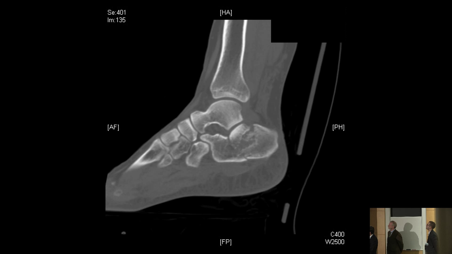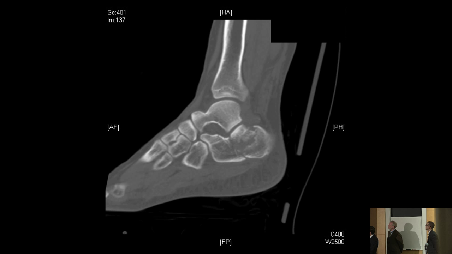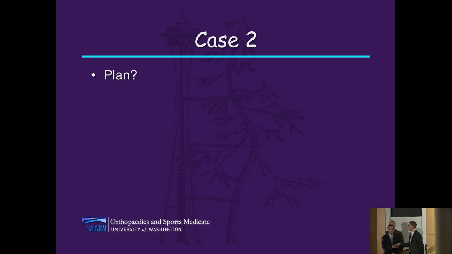So her major deformity is actually in the back. I think here, going through that. Would you, what's your plan then for this patient? Would you take it to the operating room and do an open approach or any other thoughts?